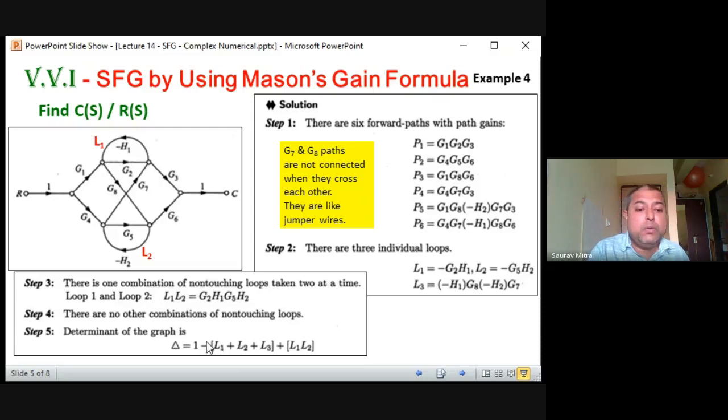So there will be 1 2 3 4 5, there will be 5 terms. So 3 for individual loops. The things are here, only their sign will change and they will get added with 1 plus L1 L2. So what is L1 L2?